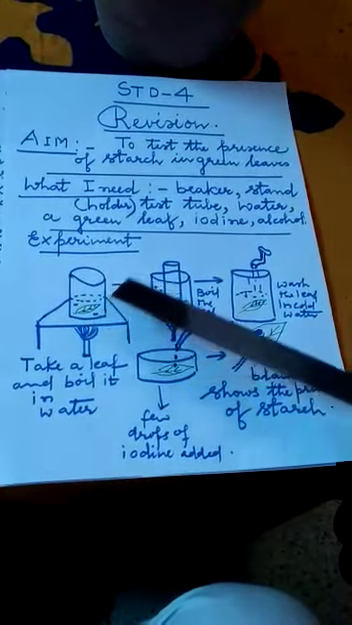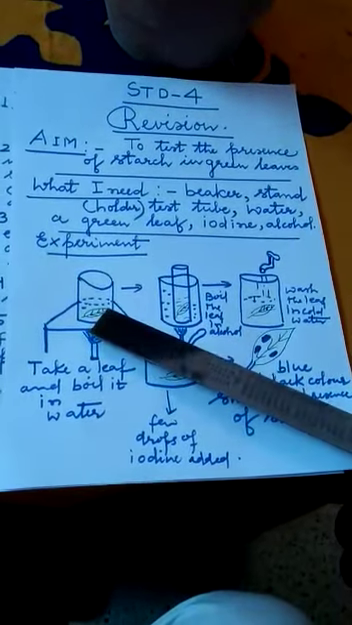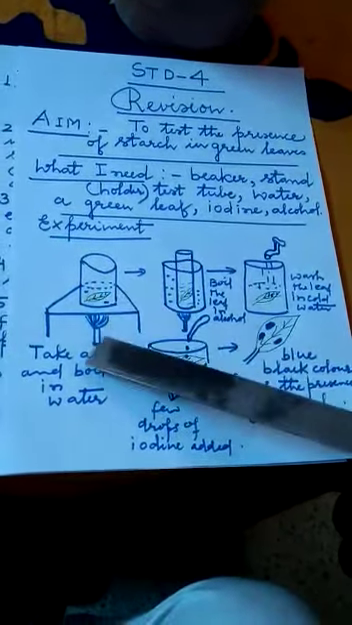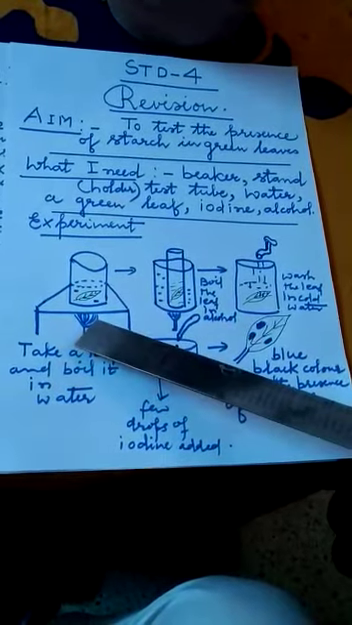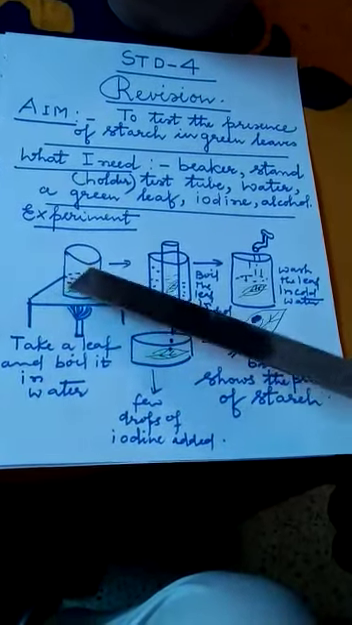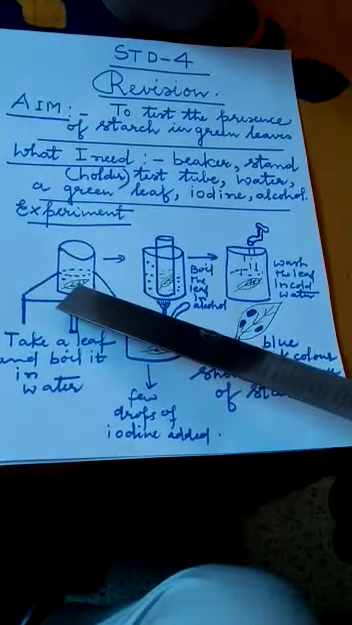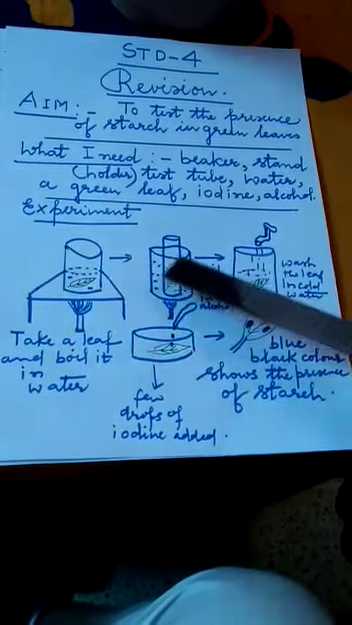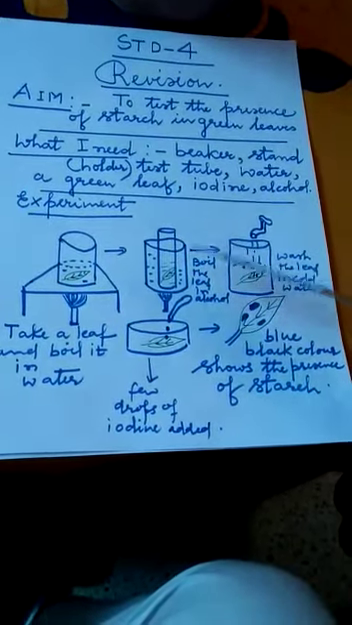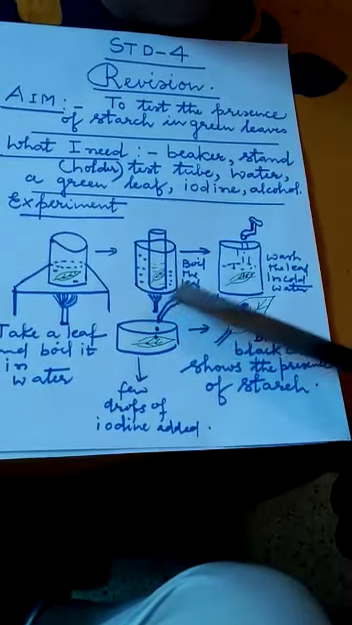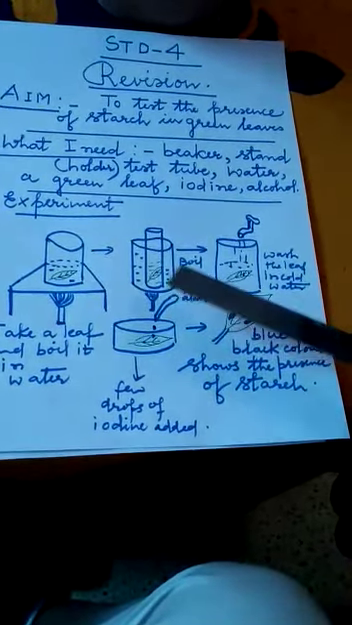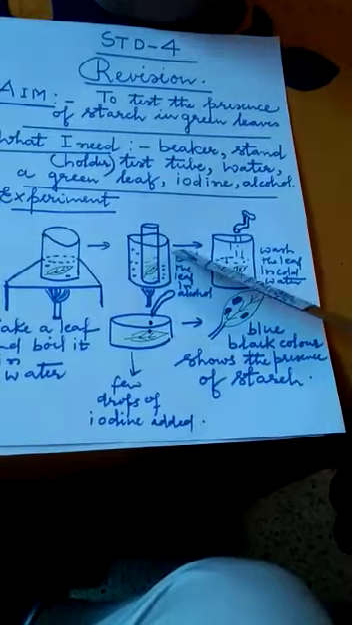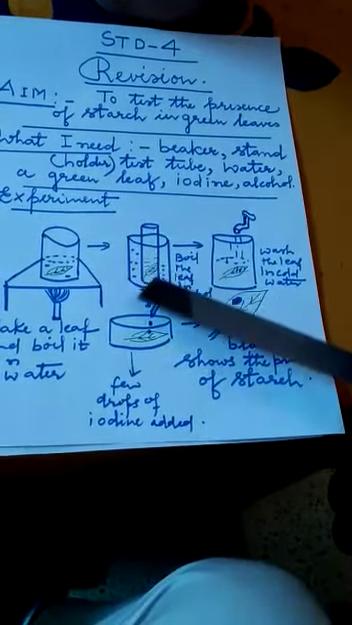First, we take a leaf and boil it in water. So you can see the burner, you can see the beaker, you can see the water is filled in the beaker with a leaf. And after boiling it in water, we boil it in alcohol. So we can have a test tube with alcohol, and now we can boil the leaf in alcohol.